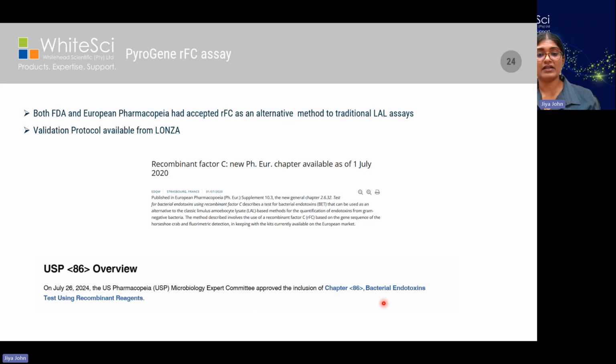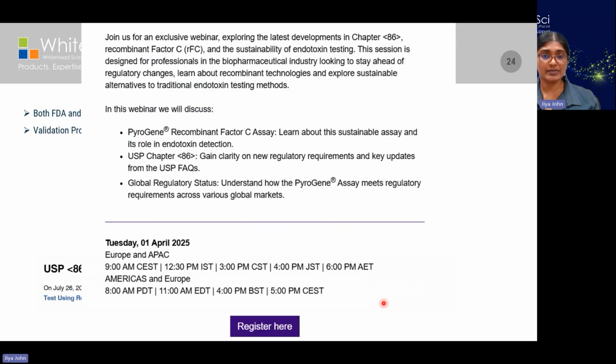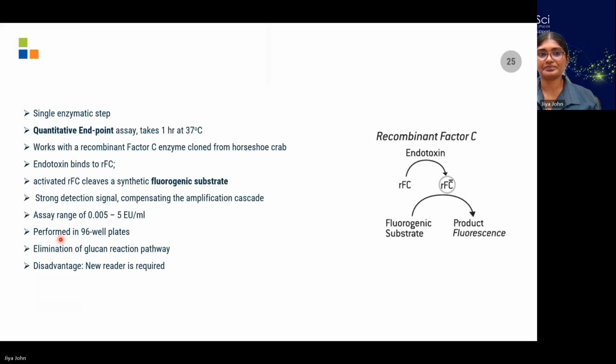The latest update on this can be found in a webinar that is coming up on the 1st of April by LONZA itself. It is a short 30-minute webinar on the 1st of April. They're touching more on this recombinant factor C assay and the new updates regarding the recombinant factor C chapter in the USP Pharmacopoeia.